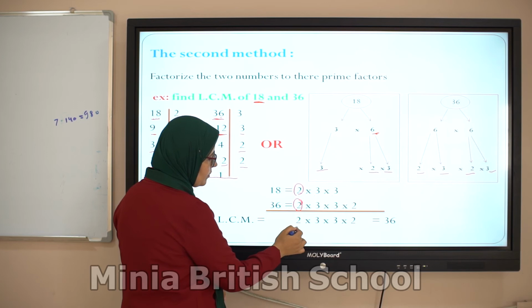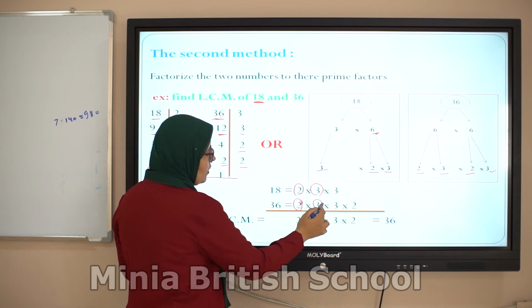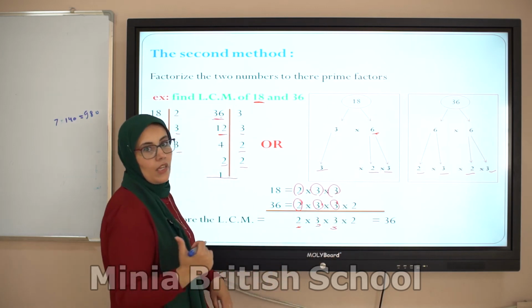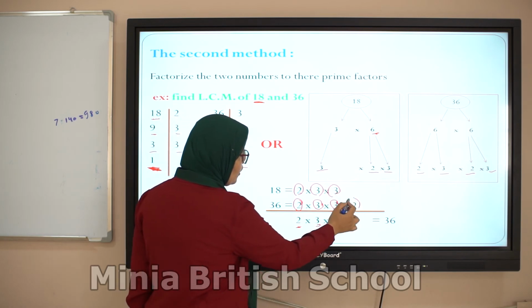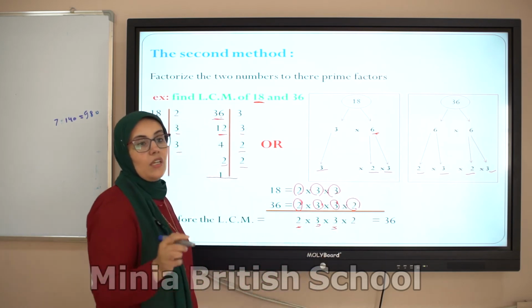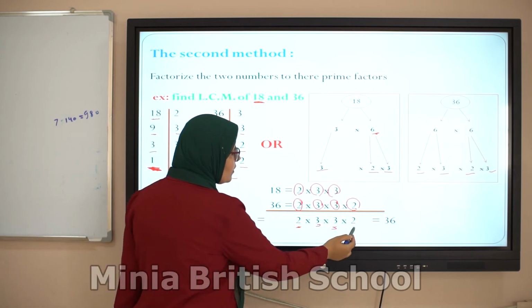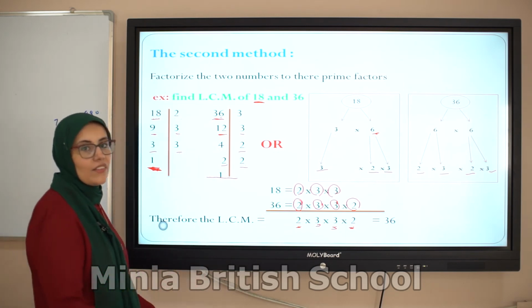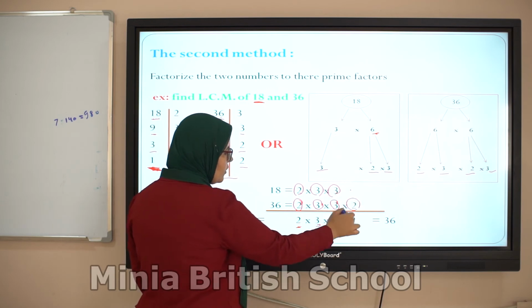So I will take 1. This and this repeated, I will take 1. This and this repeated, I will take 1. In the HCF, if we found it alone, we will leave it. But here in the lowest common multiple, if you find 1 alone, you have to write it. You can't leave anything. If it's common or not, you have to write it.